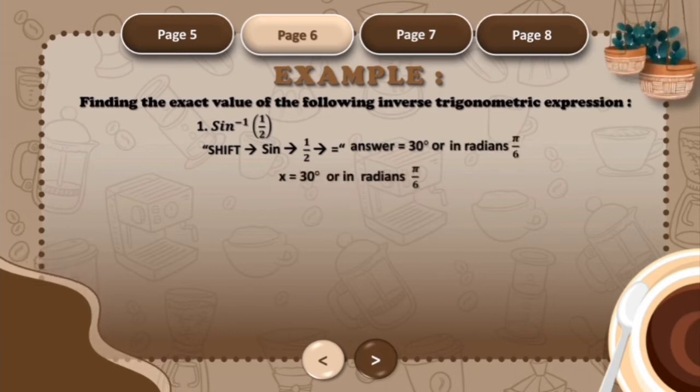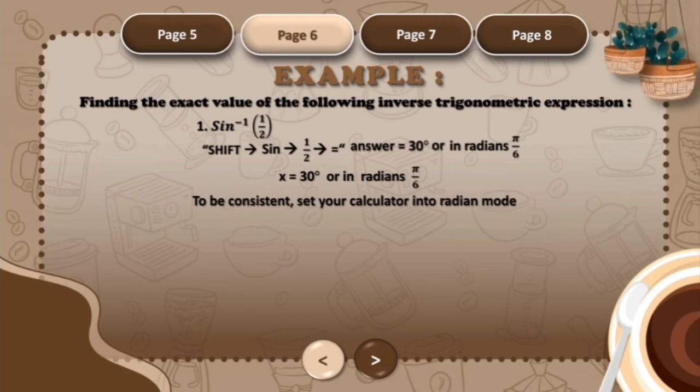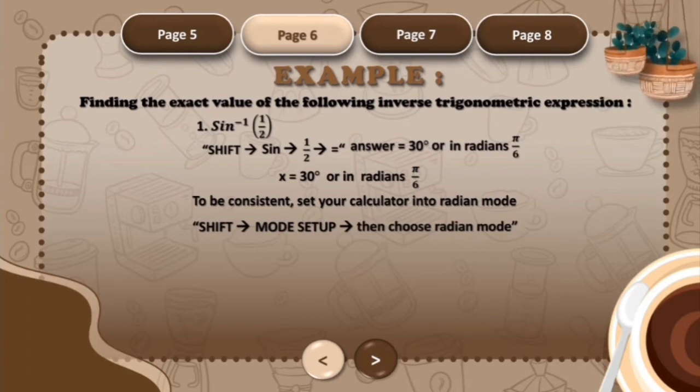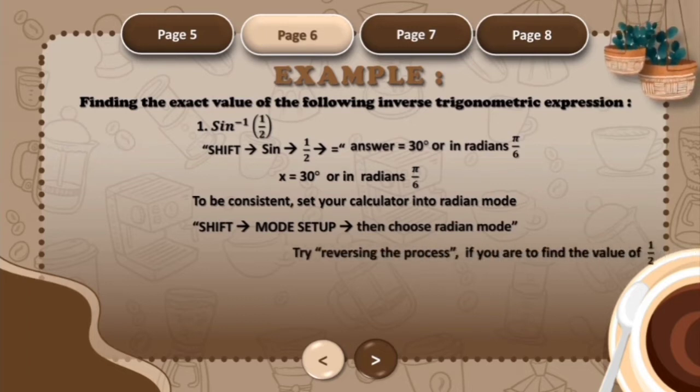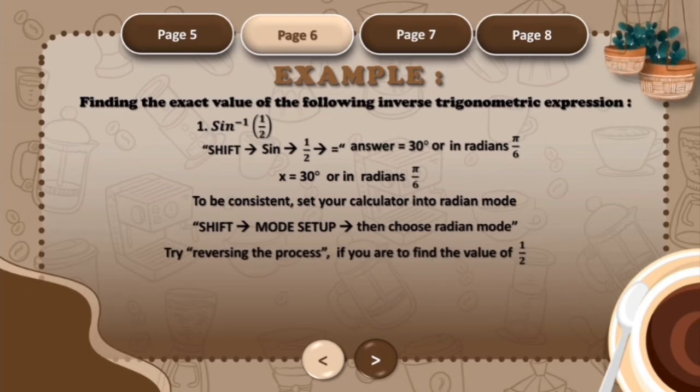If you're still not satisfied and you want to ensure the accuracy of your answer, set your calculator into radian mode. If you don't know how to change the setting on your scientific calculator, just type shift, mode setup, then choose the radian mode option. Now that your calculator is settled, let us try reversing the process. Say, for example, we are finding the value of 1/2.